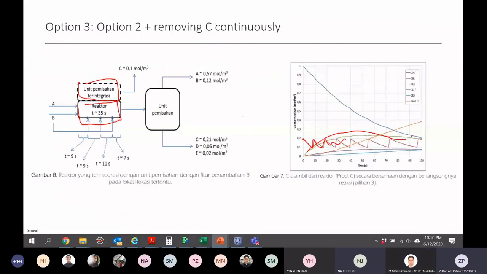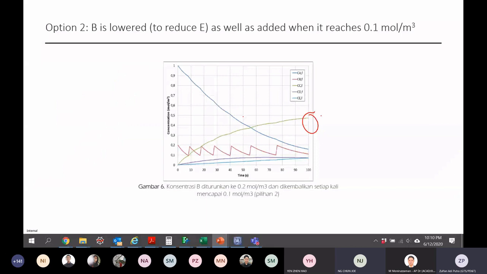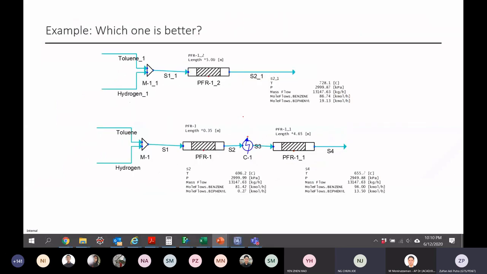Okay. Sorry, last comment. I do this in Excel, but since you have Symmetry, you could do your design in Symmetry like what I did now here, for example. I have toluene and hydrogen, and the temperature here should not be higher than 700 degrees C, for example, for safety reasons. In this case, if I have like 5 meters length, I end up having 275 degrees C, which is not allowed. But in this case, benzene is the main product, and biphenyl is the side product, which I don't want.